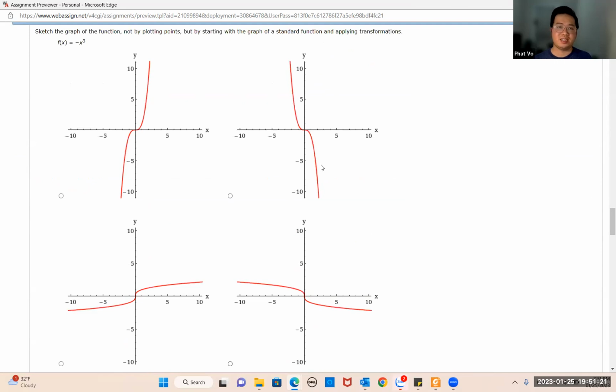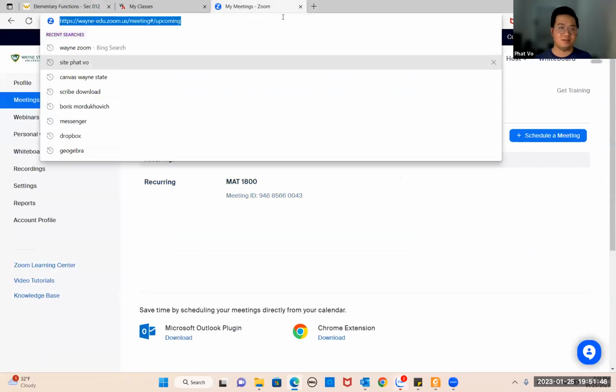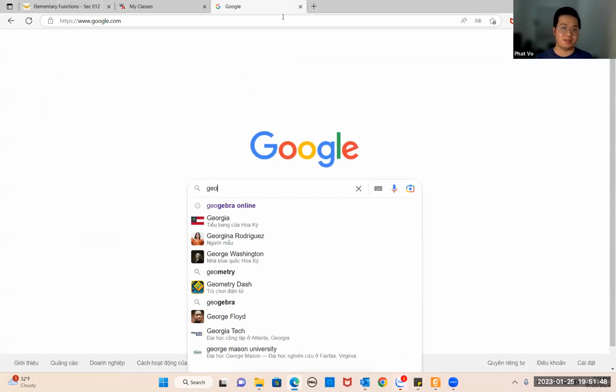And one thing you can do is check if you did it correctly or not by using GeoGebra. I will show you how to do this. You can use GeoGebra to check this kind of problem. I will type it down here. GeoGebra. It's free for you to use. You can use it online. Okay, I will show you some things about GeoGebra.